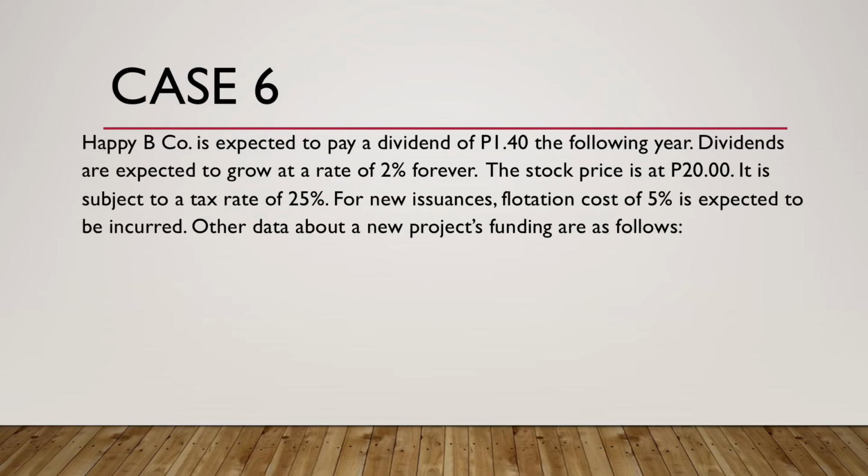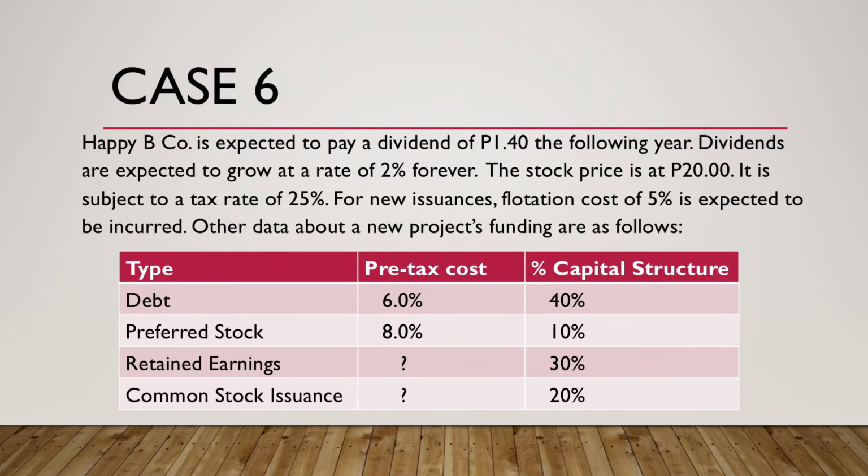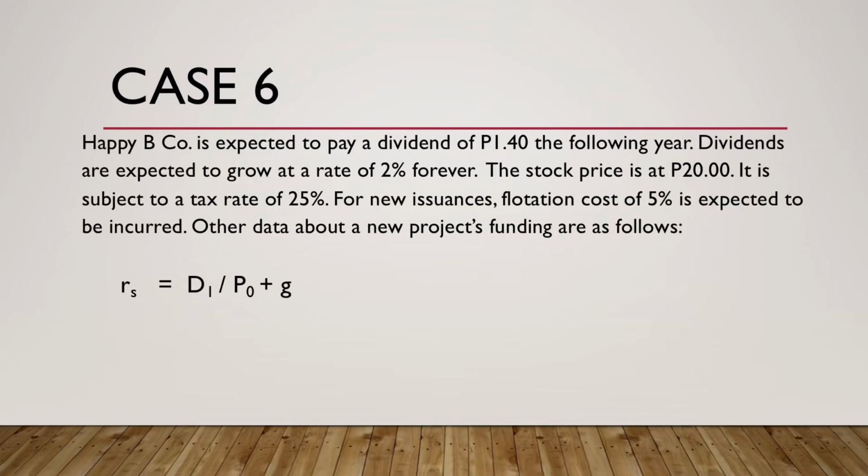Other data about a new project's funding are as follows. Refer to the table. Note that we do not have the cost of retained earnings and common stock issuance yet. Let us arrive at the weighted average cost of capital. Again, to arrive at the cost of retained earnings, simply use the dividend growth model without any adjustment. D sub 1 over P sub O plus G, that's 140 divided by 20 plus 2%. The required rate of return on retained earnings is 9%.